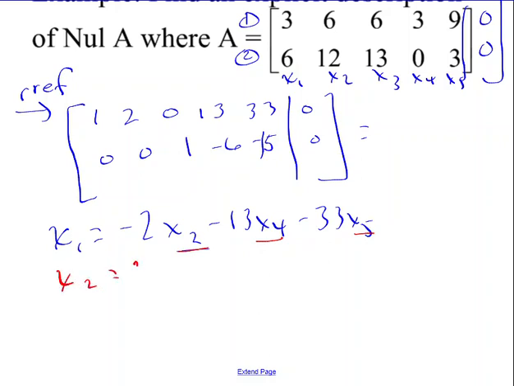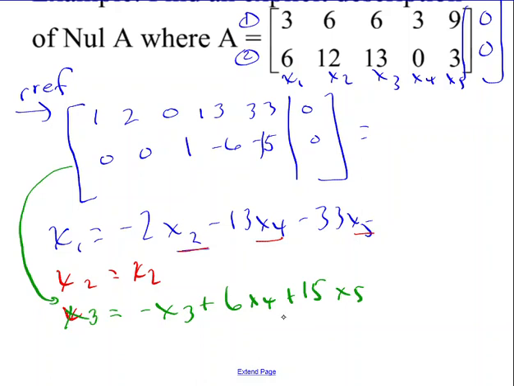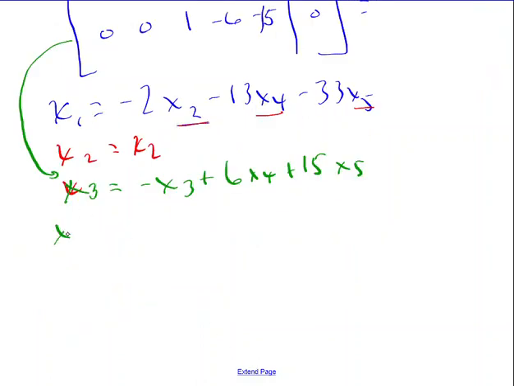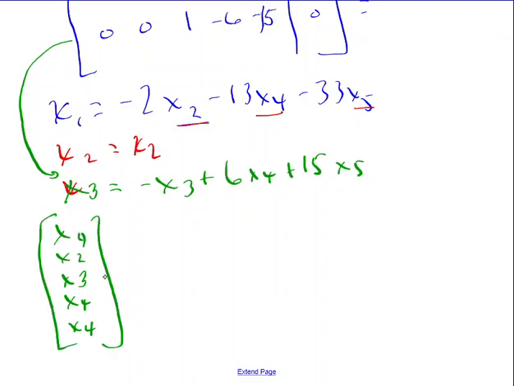And x2 is free, so that equals x2. x3, we're going to get from the second row, just as we got x1 from the first row. And that equals negative x3 plus 6 x4, once I move that over to the other side, plus 15 x5. So writing this parametrically, we want to know what all 5 of our variables look like: x1, x2, x3, and so on. That is the general form of our solutions.